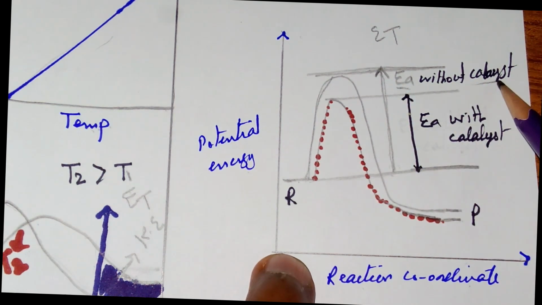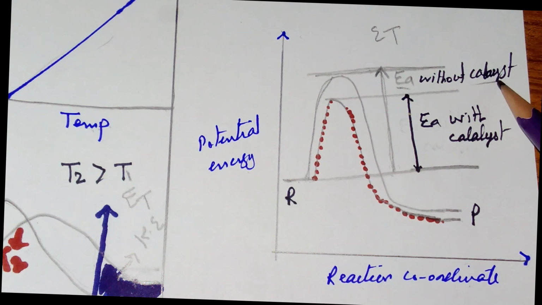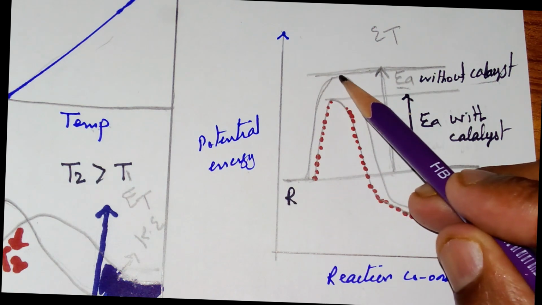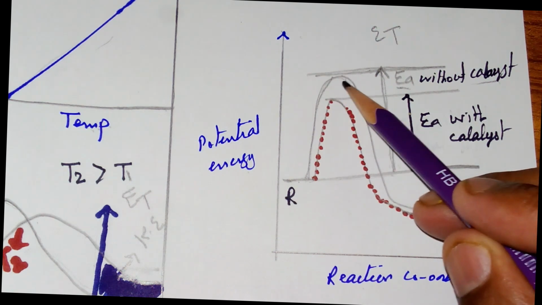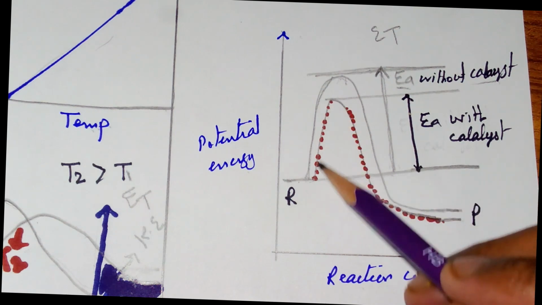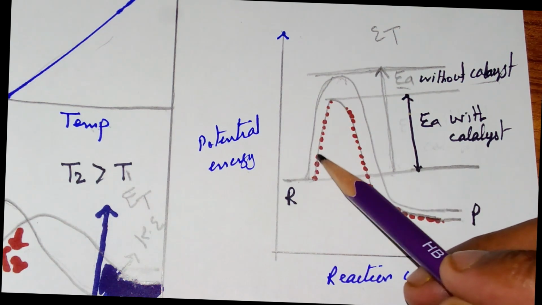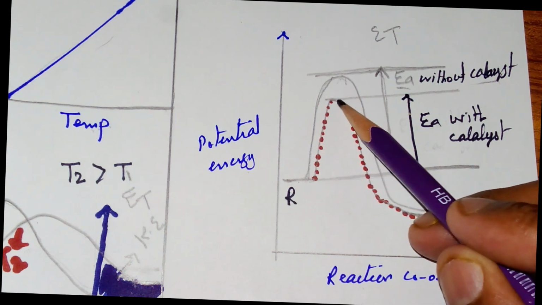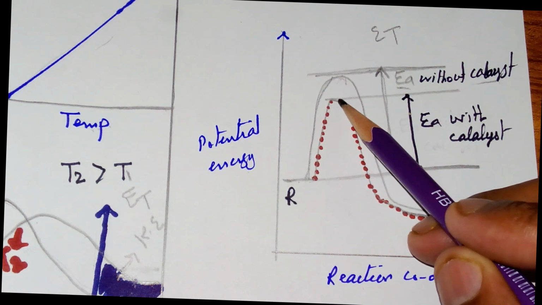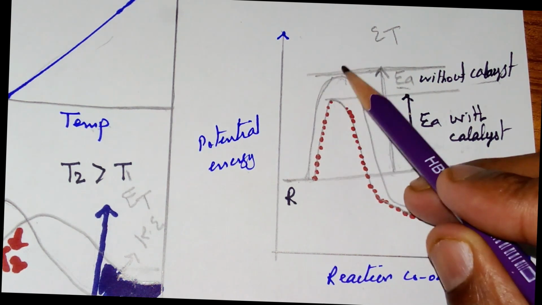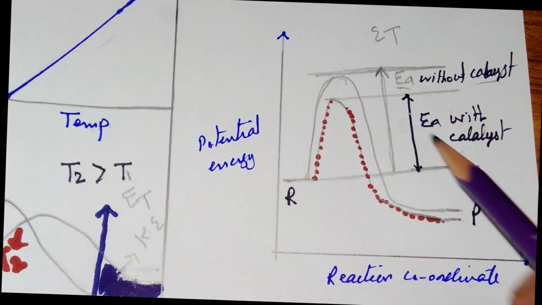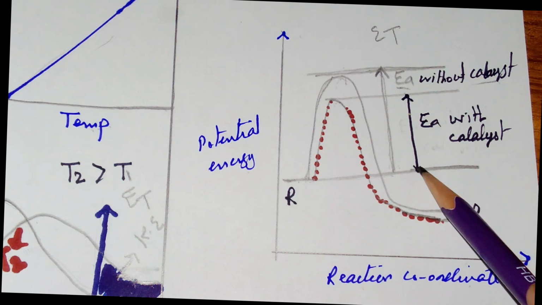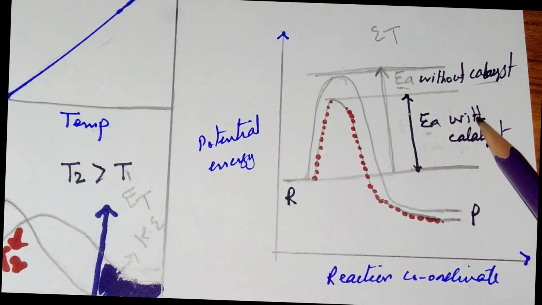But this gap is without a catalyst. Now when a catalyst is added to the chemical reaction, the huge barrier, this peak, is decreased. I have drawn a dotted line on this graph, and this graph is due to the catalyst. You can see the threshold energy is decreased. From this point to this point, the activation energy is decreased. This is the activation energy with the catalyst.